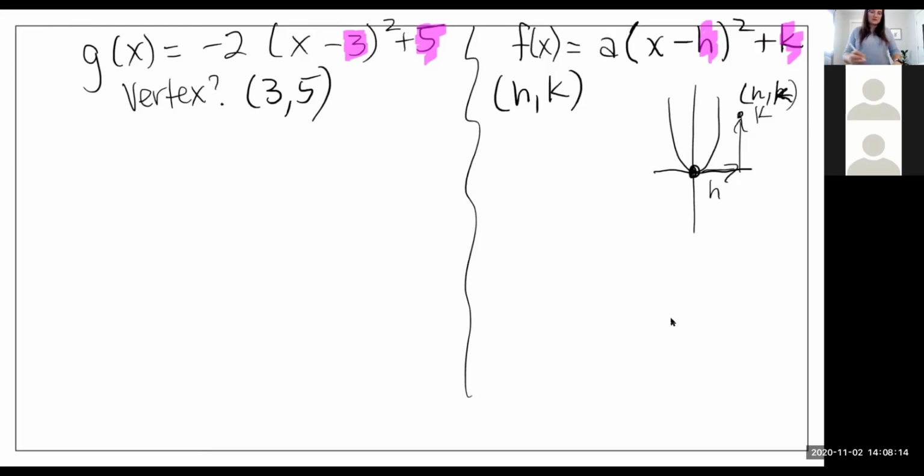Okay. So that's going to affect your domain and range in general, because the vertex is going to help you determine where that range ends off. The domain of a regular parabola is always all real numbers. Another question they might ask is, when is it increasing? When is it decreasing?